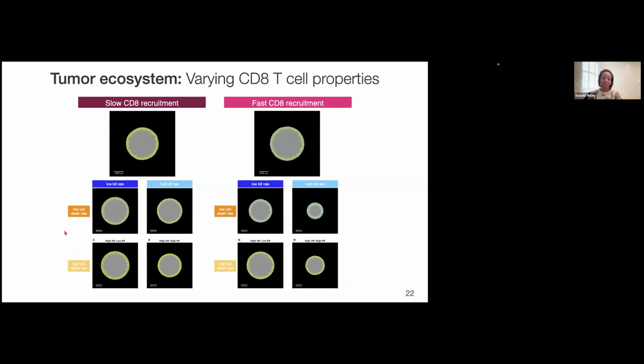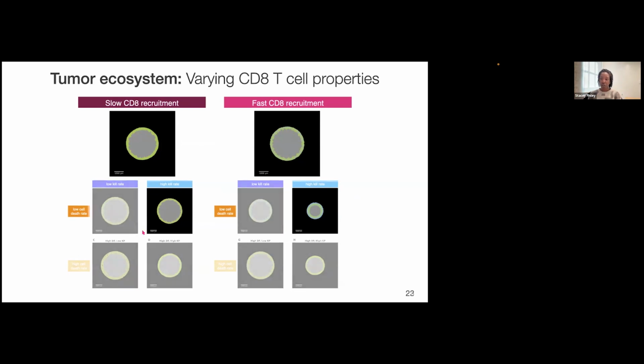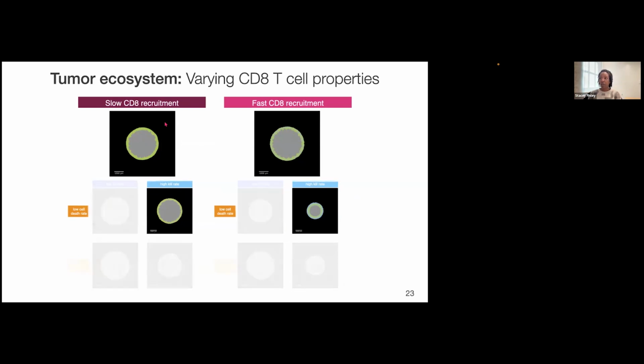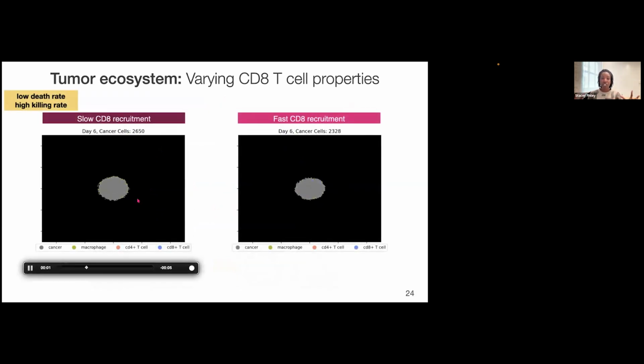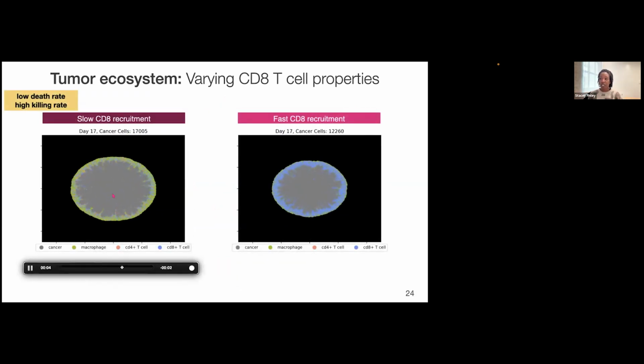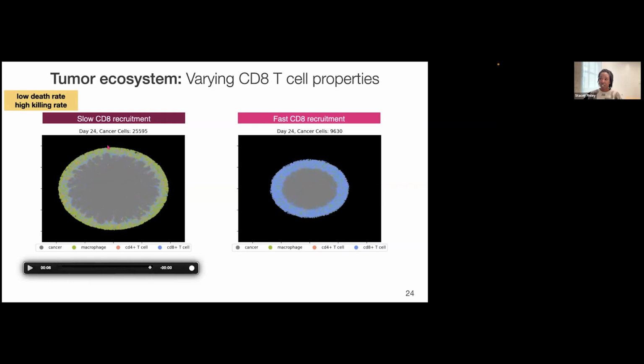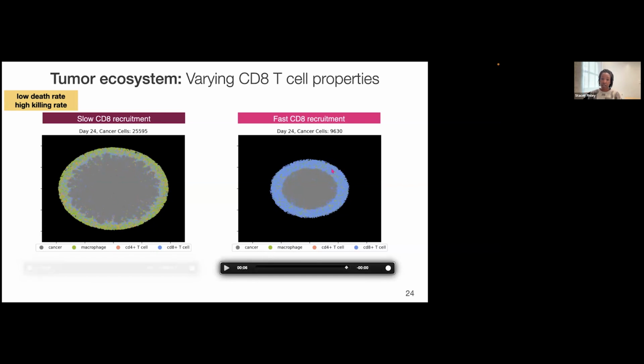So lots of different changes that we can make to the model, specifically varying the CD8 positive T cell properties. But maybe I'll just draw your eye to one combination where we have either slow or fast CD8 positive T cell recruitment with a high kill rate and a low death rate. This is what the simulation looks like over time. You can see that when you have slow recruitment, there are many more macrophages and fewer CD8 positive T cells compared to fast CD8 positive T cell recruitment.